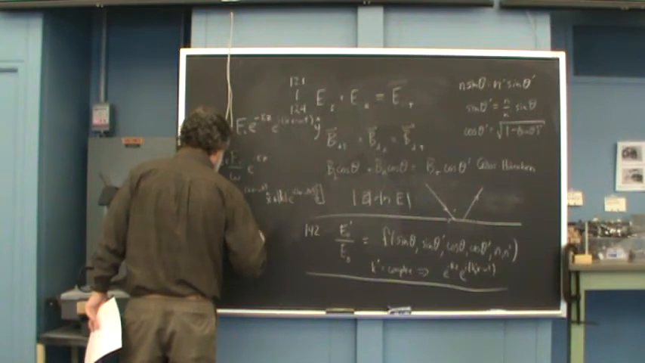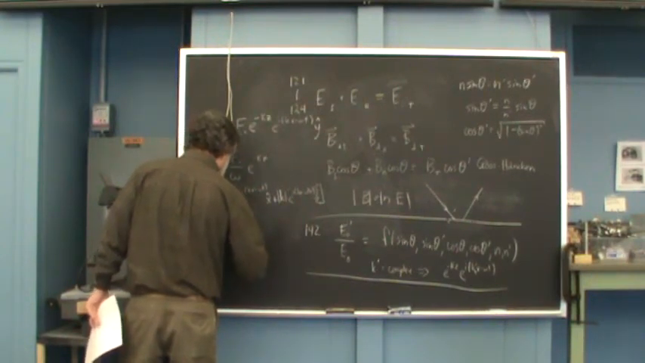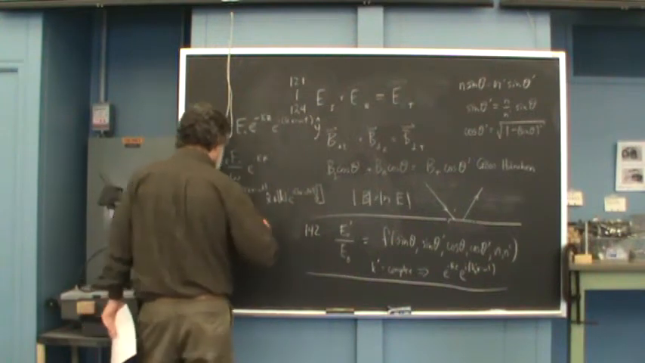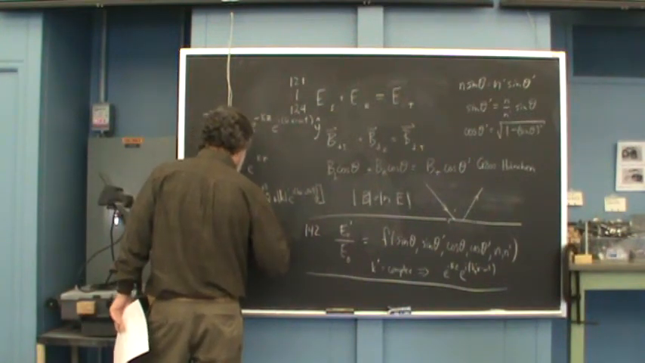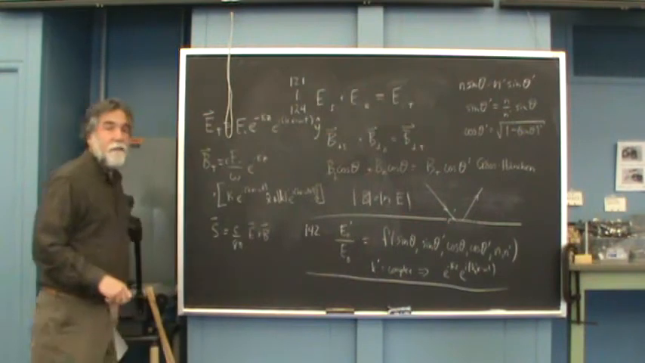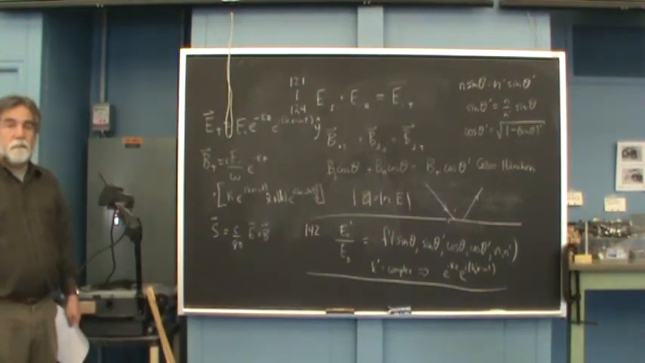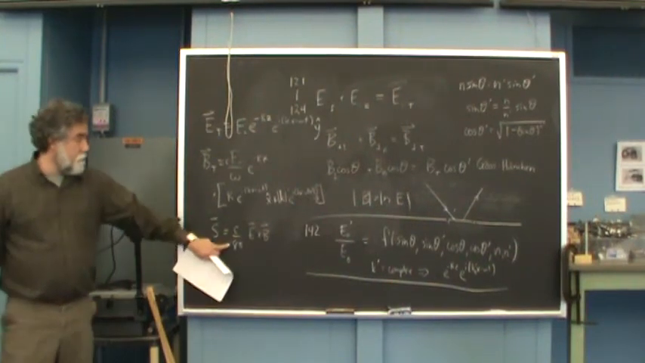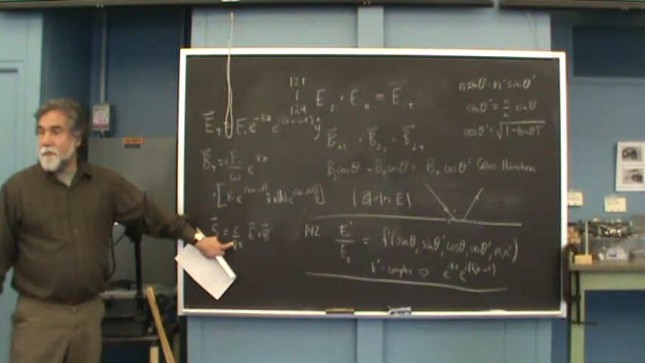All right. I might be off by constants. That's my Poynting vector. All right. Should be 4 pi? Yeah, 4 pi. He said he'd be off by constants.